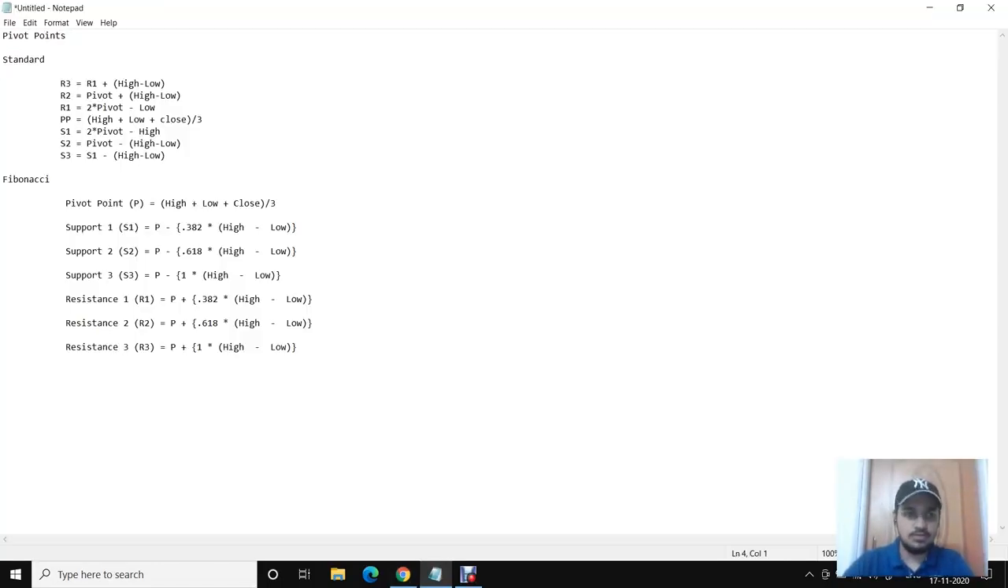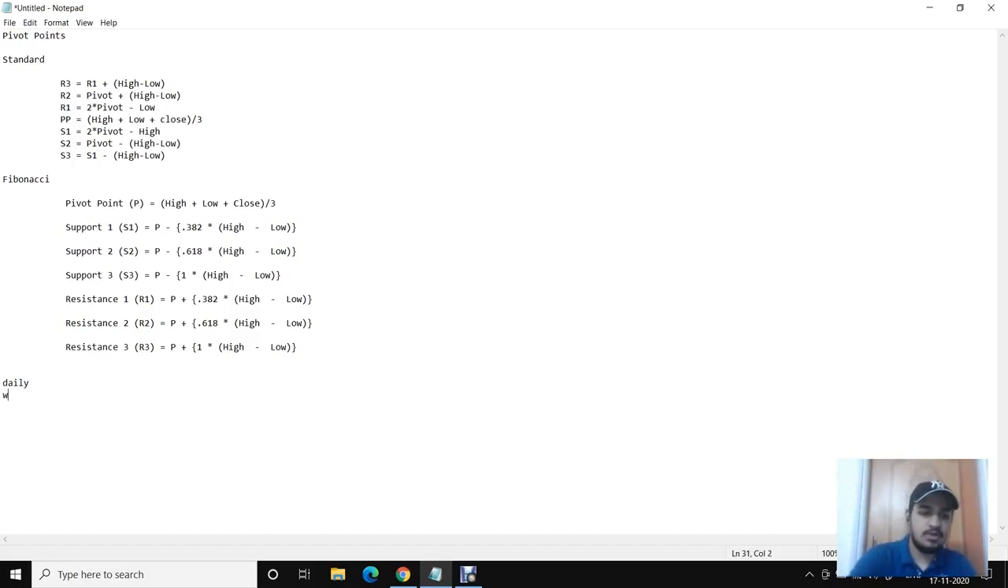Now I'll give you the formula. For the standard pivot points, this is the formula: pivot point is high plus low plus close divided by 3. But before going on to the formulas of both the types, let's understand the basic 4 types of pivot points. The basic 4 types of pivot points are daily pivot points.